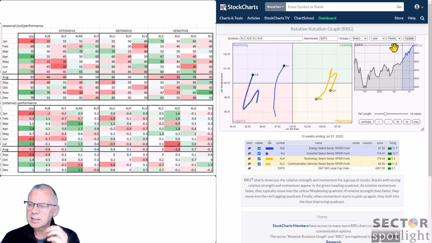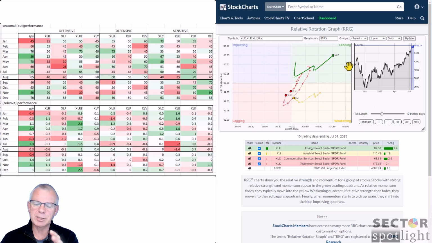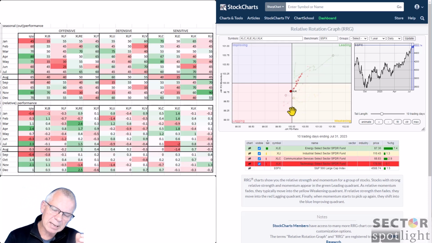Let's take a look at how this chart looks on a daily scale, going a little bit more granular. And now, when we look here, we see energy. So this chart is completely confirming what we are seeing on that weekly. We see energy shooting off into the leading quadrant, confirming that strength that we're seeing on that weekly, and technology is moving into the lagging quadrant, completely confirming that weakness that we're seeing on that weekly.